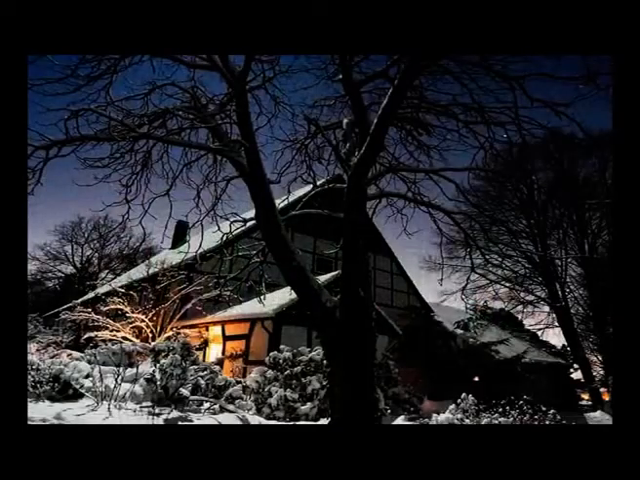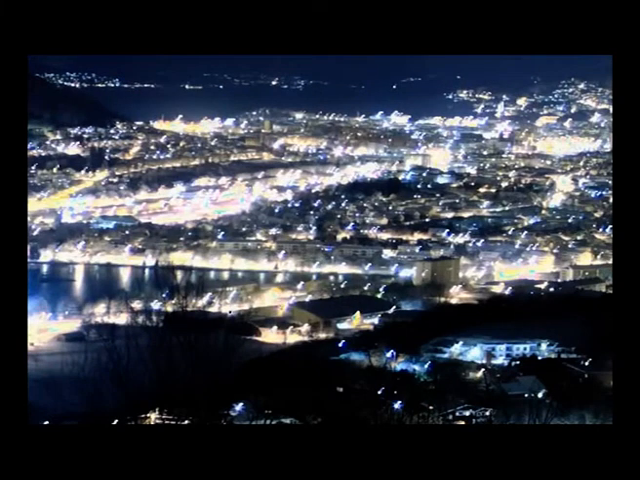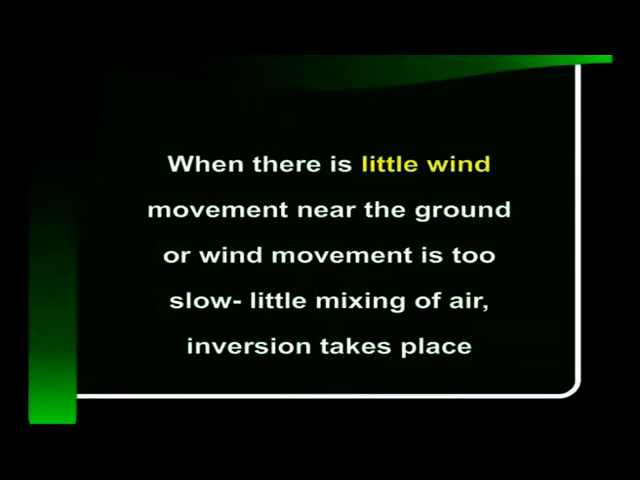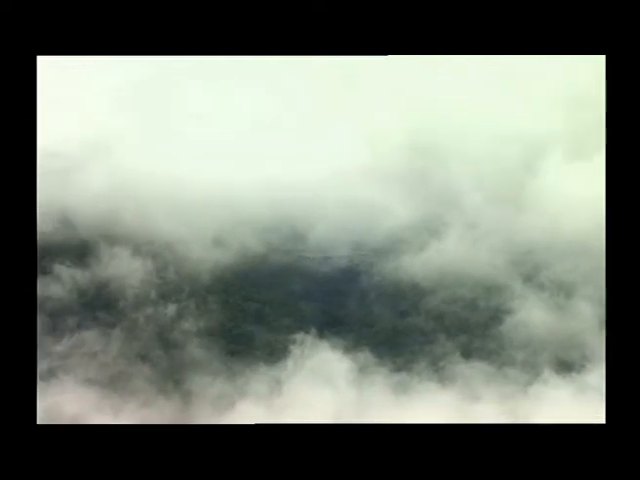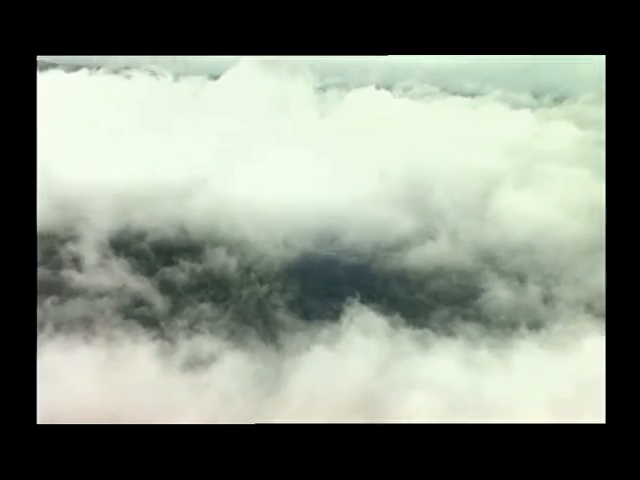Temperature inversion near the surface may be produced under the following conditions. When there are long clear winter nights, with clear sky without clouds, dry and calm air, the inversion of temperature occurs. When there is little wind movement near the ground, or wind movement is too slow, with little mixing of air, inversion takes place. In higher latitudes, snow covered areas where solar radiation is reflected lose heat, and air near the surface undergoes rapid cooling.